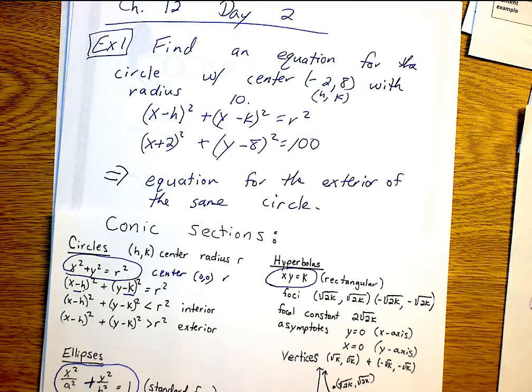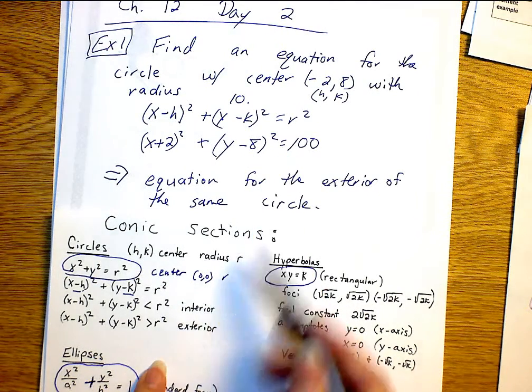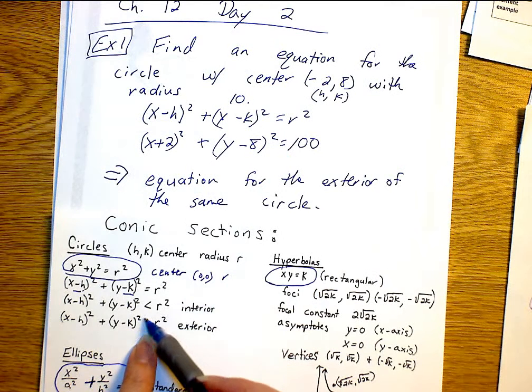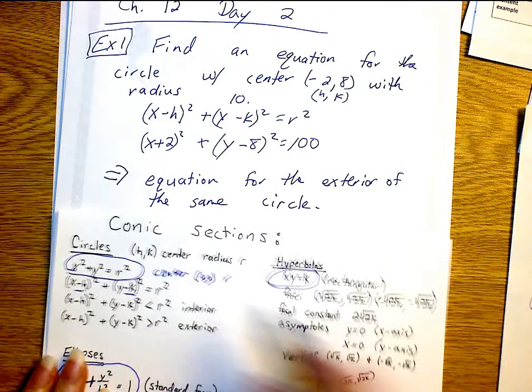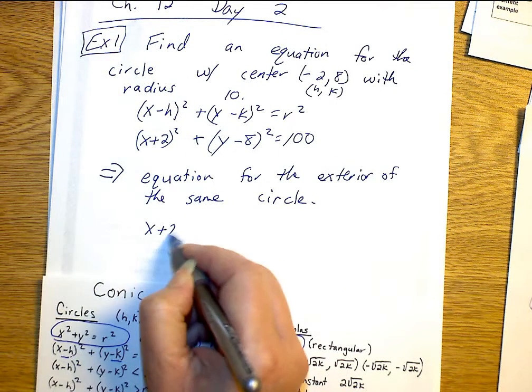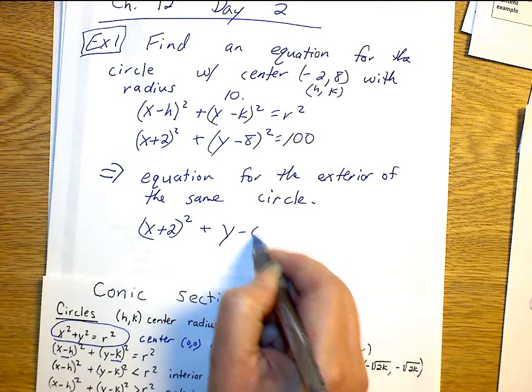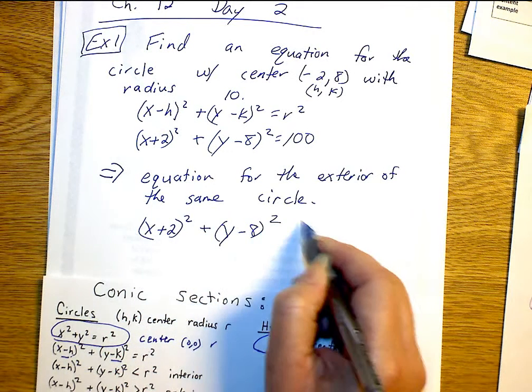Yep, Kate? Yeah, since I want the exterior, I'm going to change this sign to greater than. So I'm going to have (x plus 2) squared plus (y minus 8) squared is greater than 100.